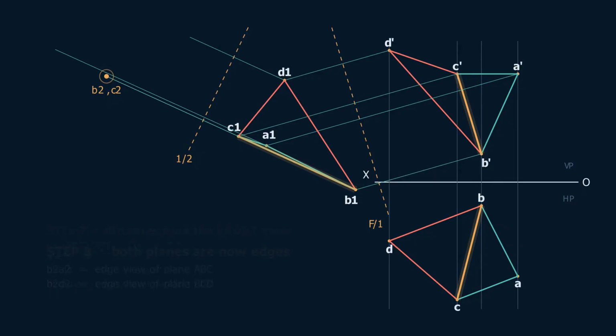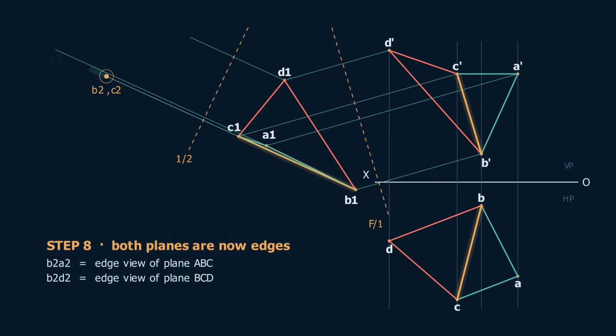Step 8. Mark A2 and D2 as well, and join each of them back to B2. Notice that you only get 2 straight lines, there are no triangles left. B2A2 is the whole of plane ABC, seen edge on. B2D2 is the whole of plane BCD, seen edge on. Exactly what the rule promised.